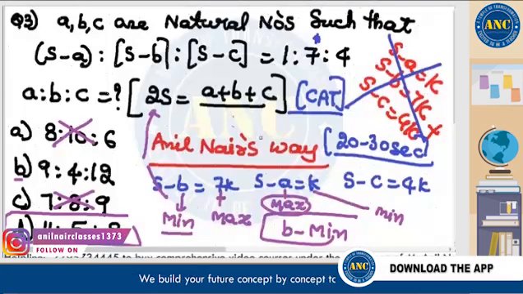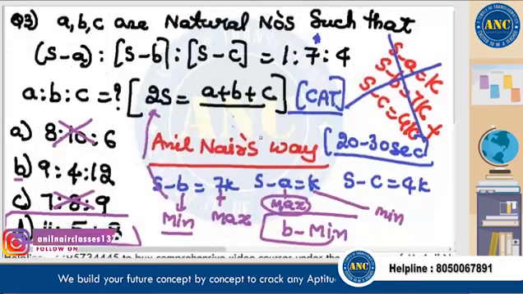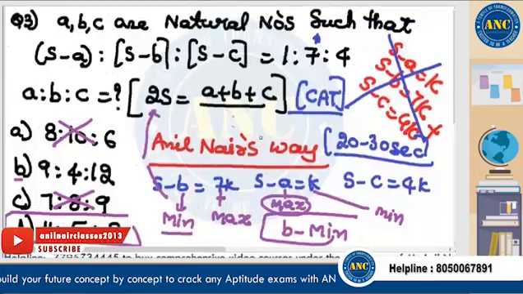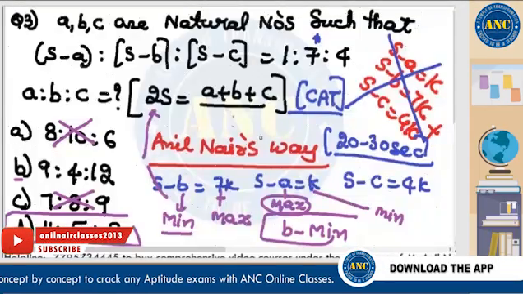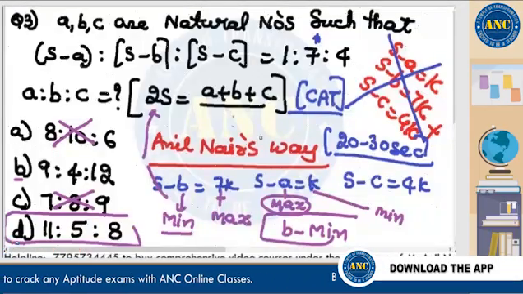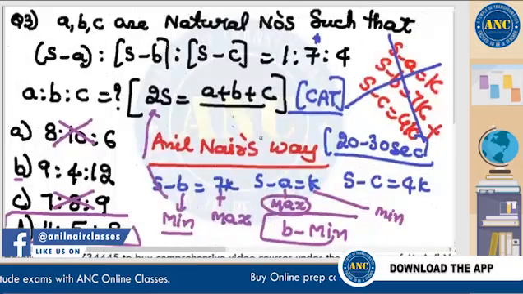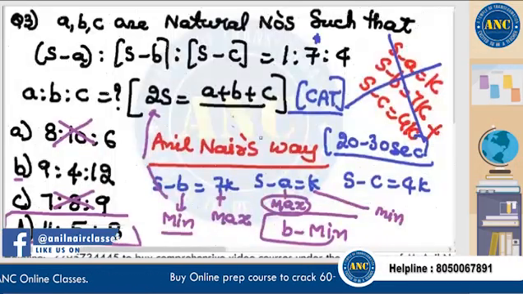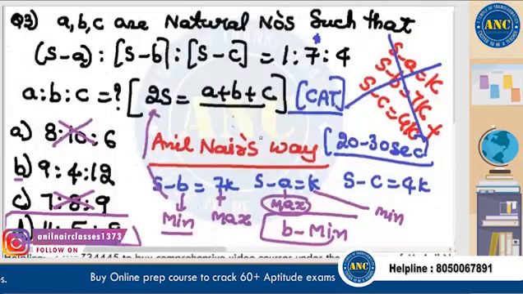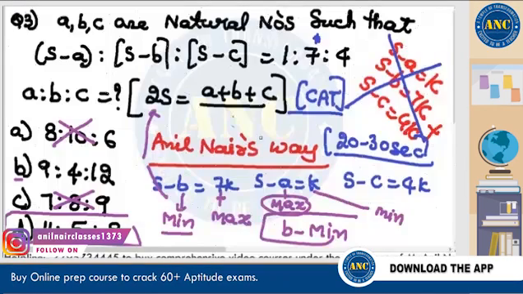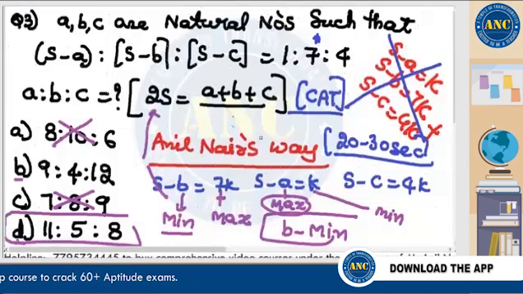Again, second time I am explaining, listen carefully. In every question, your complete attention should be on the concept, sir. Because only if you understand it, you will be able to think like me in the further classes. S minus A is K. S minus B is 7K. S minus C is 4K.